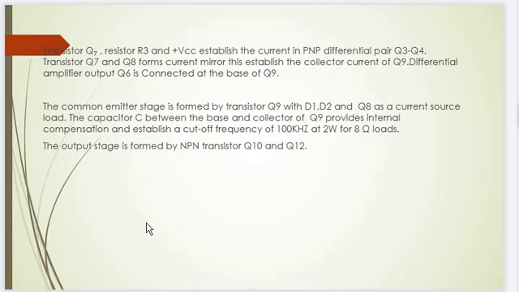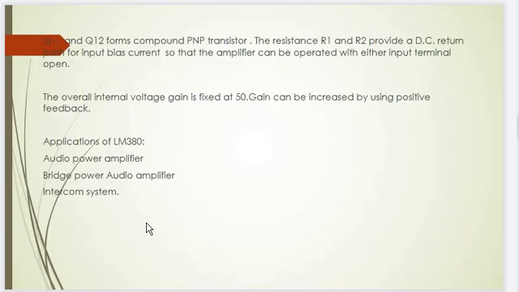The output stage is formed by NPN transistors Q10 and Q12. Q11 and Q12 form the compound PNP transistor. The resistances R1 and R2 provide a DC return path for input bias current, so the amplifier can be operated with either input terminal open. The overall internal voltage gain is fixed at 50. The gain can be increased by using positive feedback.